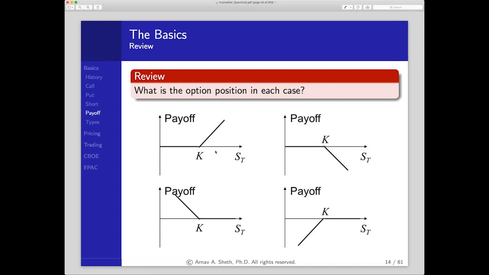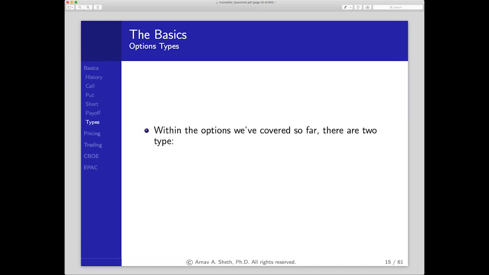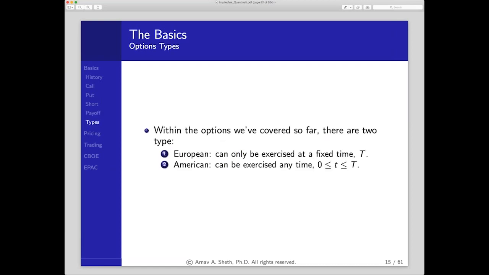All right, so the top left one is your long call. The top right one is your short call. You can see that it's just a flip around the horizontal axis, the x-axis. The lower left one is your long put, and the lower right one is your short put. The reason why I'm asking you guys to do this is because as we move forward, you will see how we combine different positions.